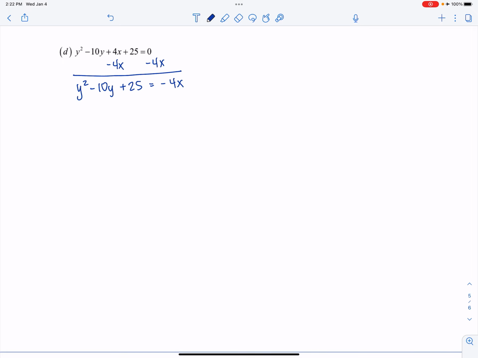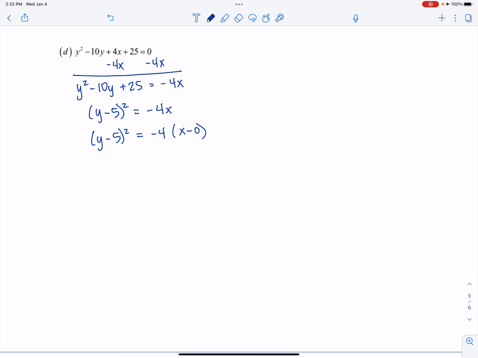Now I can factor this side. Y squared minus 10y plus 25 is y minus 5 squared. Now the other side I didn't do anything to, it's going to stay the same. And now I'm going to rewrite it one more time. Y minus 5 squared equals -4, and then we have x minus nothing. It's just x over there.